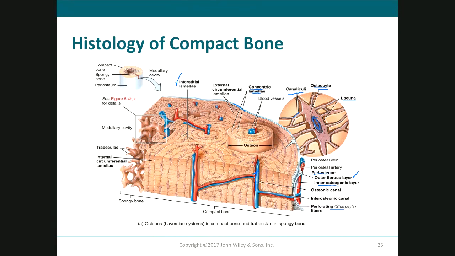Sharpey's fibers, you can see these perforating Sharpey's fibers. This is how the periosteum connects to the bone tissue.